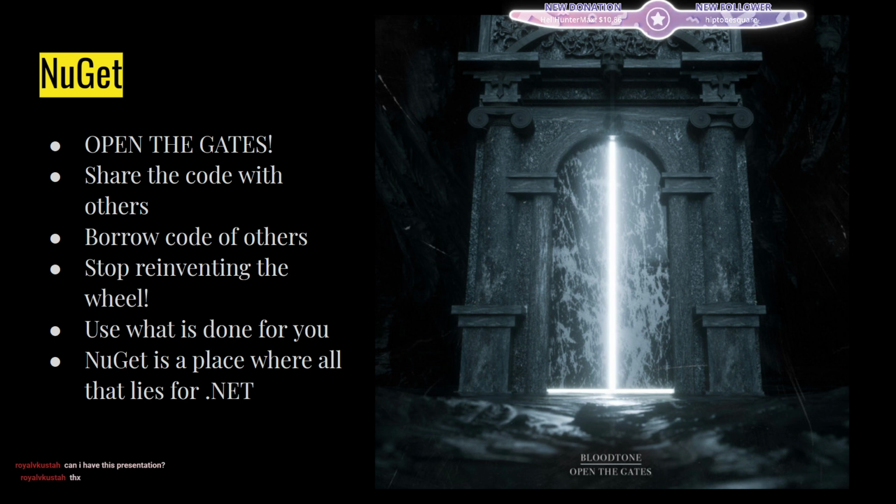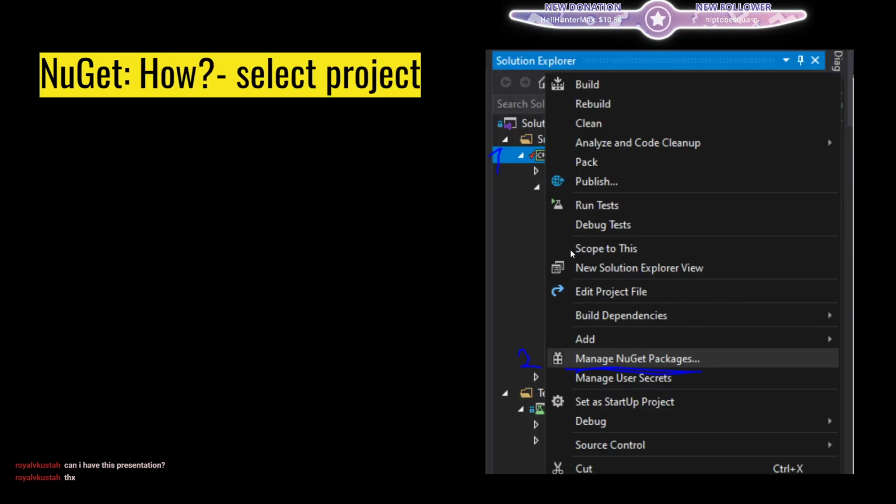So yes, NuGet is basically a place where you can get all kinds of code that you want. And before you do anything, the recommendation would be to see if it's done for you. Don't reinvent the wheel and just use what is done for you. And the prime example for that is NuGet and Newtonsoft JSON.